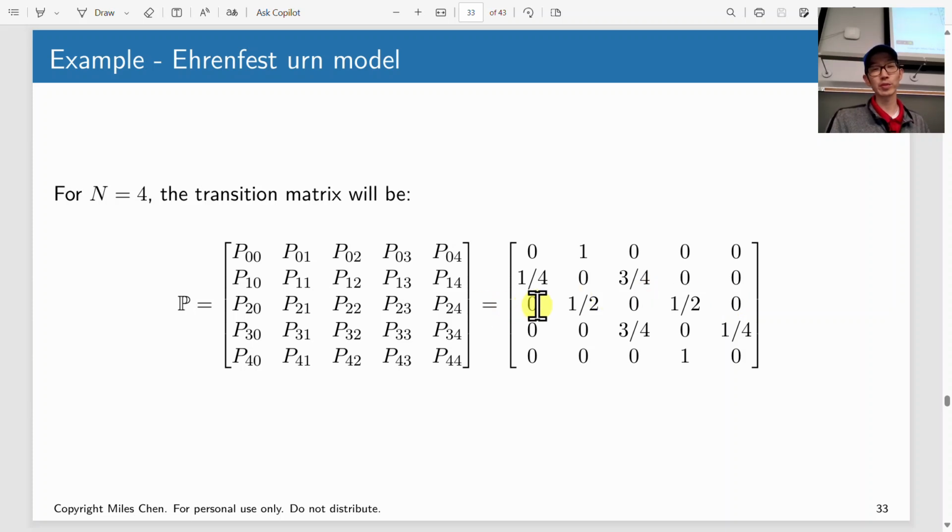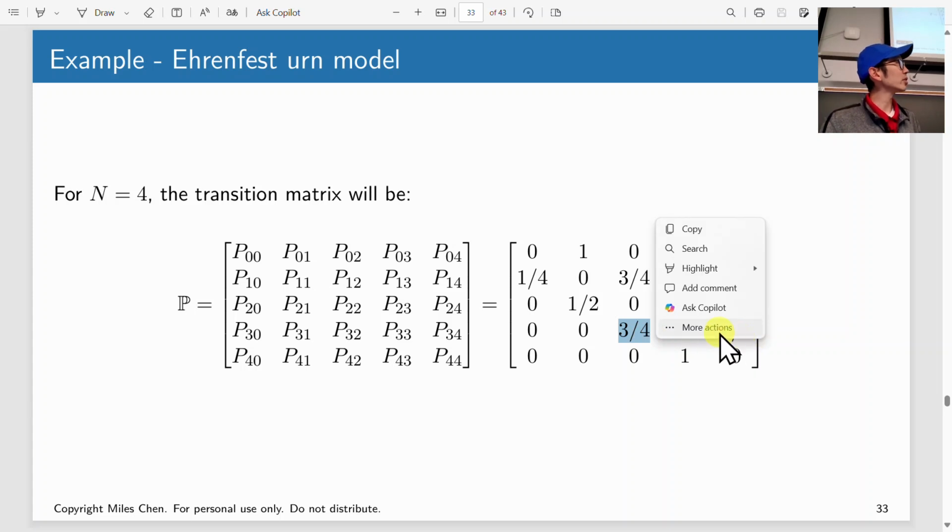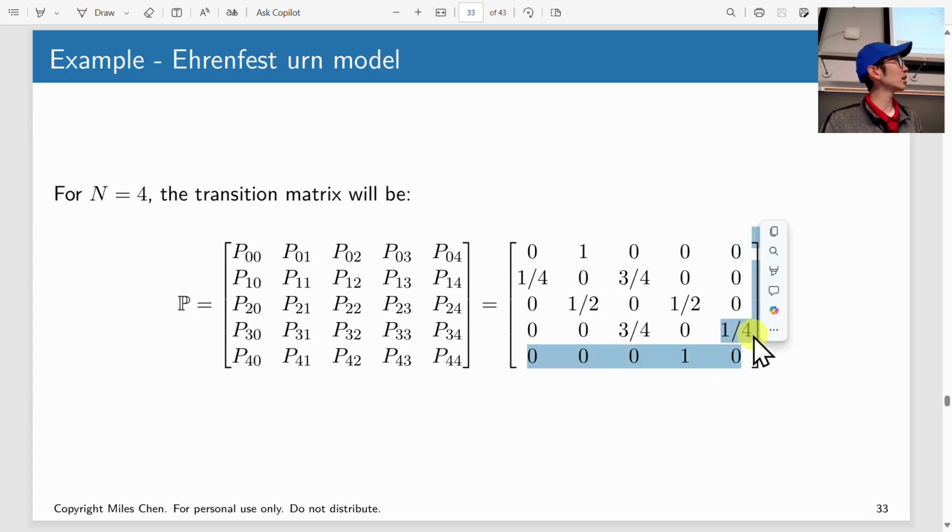And there's zero probability of going to 2 to 0, okay? Because we're only moving just one ball at a time. If we're currently at state 3, we can go down to state 2 with a probability of 3/4. We can go up to state 4 with a probability of 1/4 and zero probability anywhere else, okay?